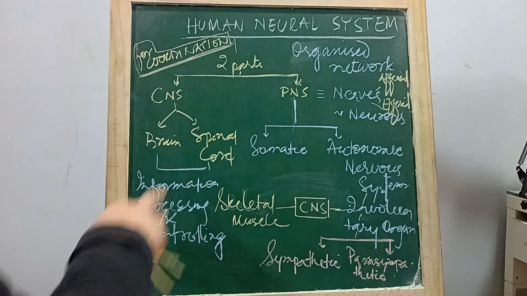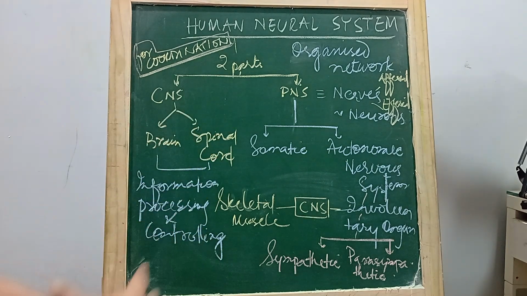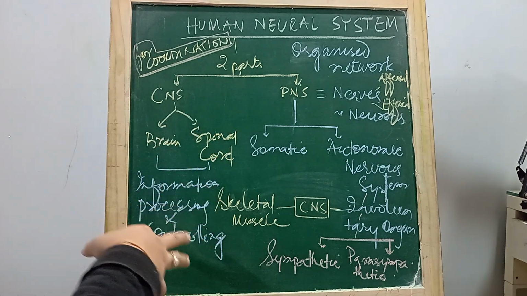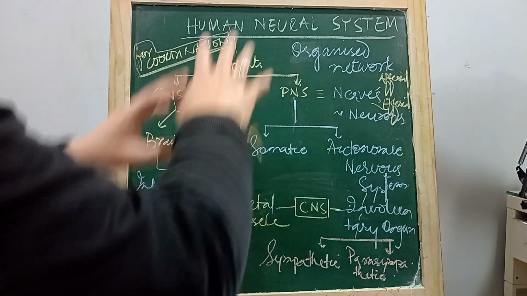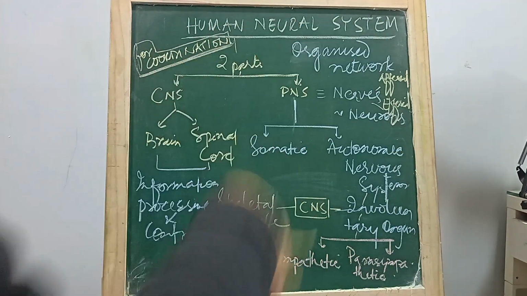So what are the brain and spinal cord meant for? They are meant for information processing or information controlling. I hope it's a backbone of the human neural system.